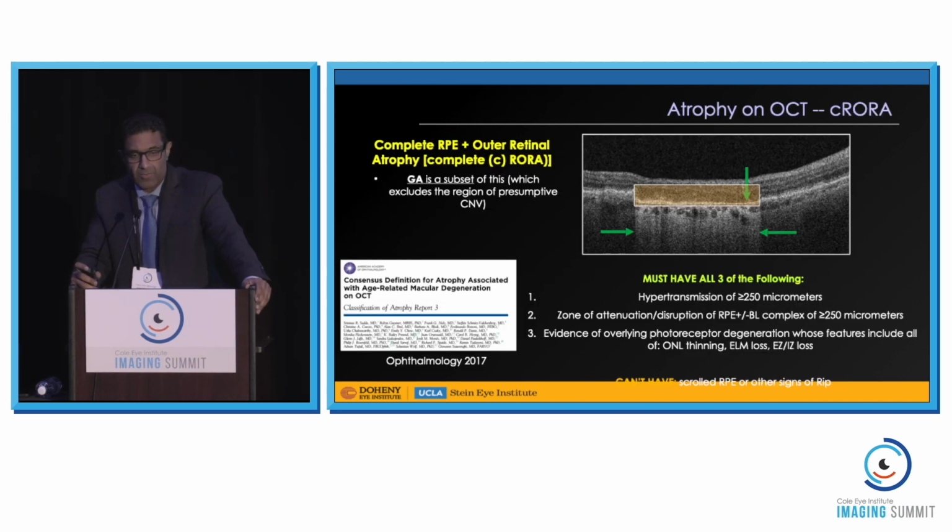I want to also spend a moment to talk about looking at atrophy using high-res OCT.